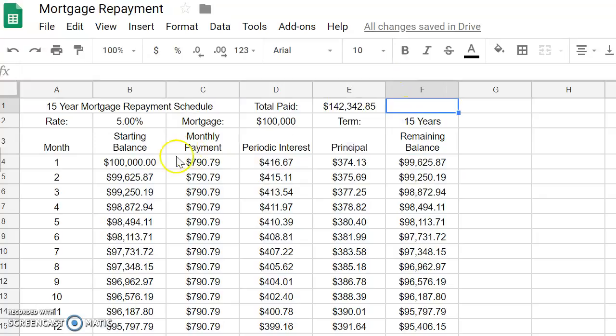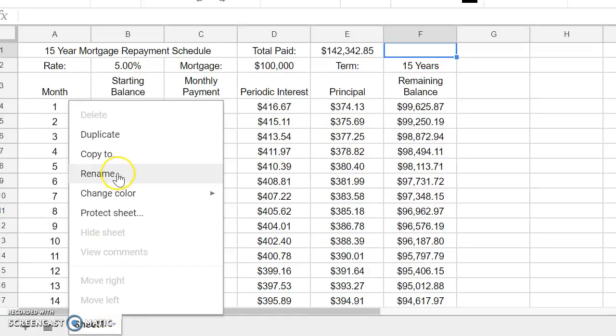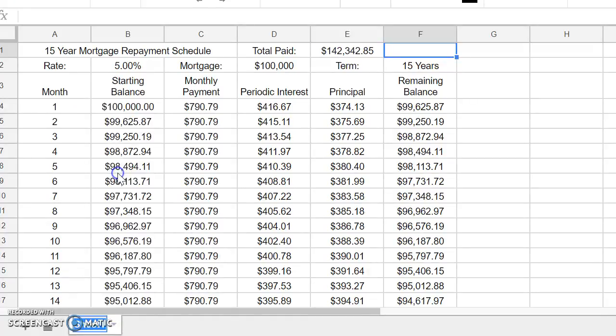Okay. For the $100,000 house, we paid the bank $142,000. So we paid $42,000 just for them helping us out, giving us a big chunk of money at the beginning. Your job is to do all that, and then add a sheet and do it again for 30 years. So let's change the sheet to 15 years. Let's add a sheet with this.